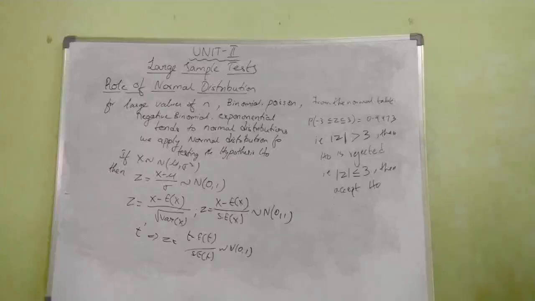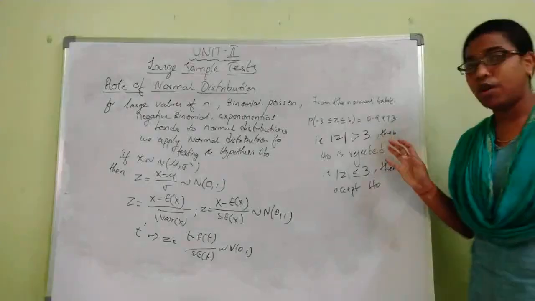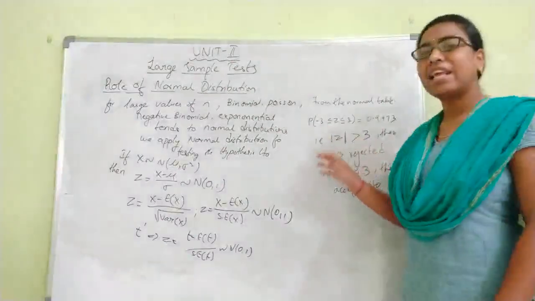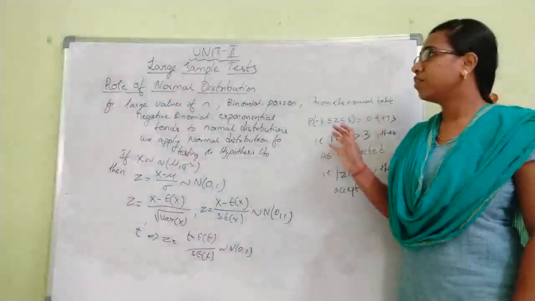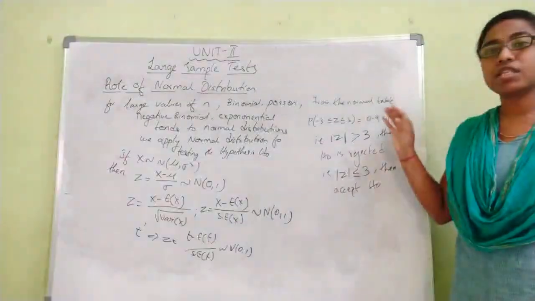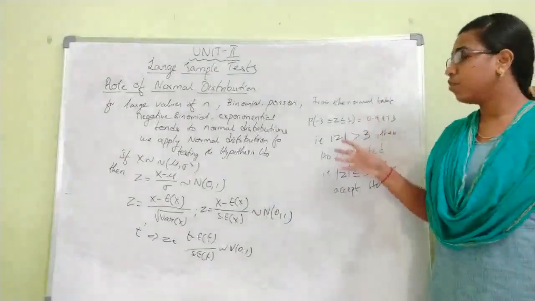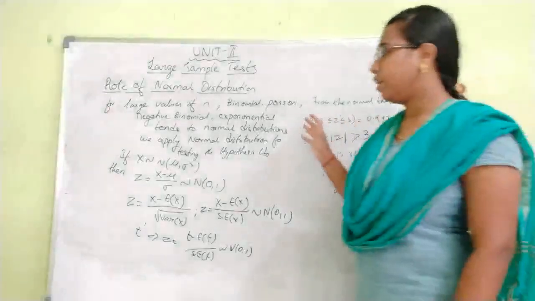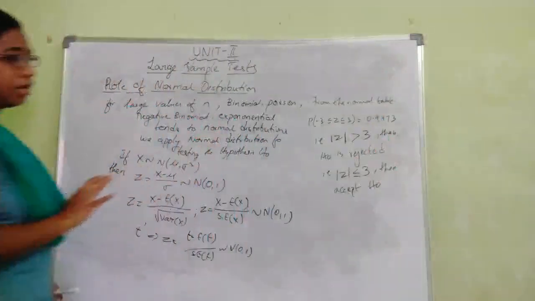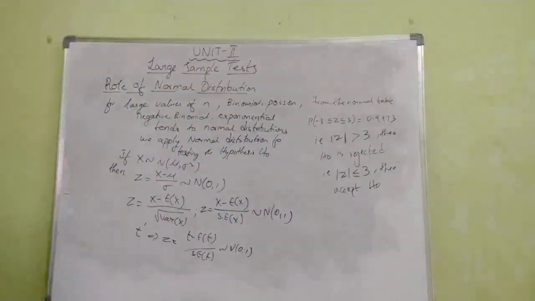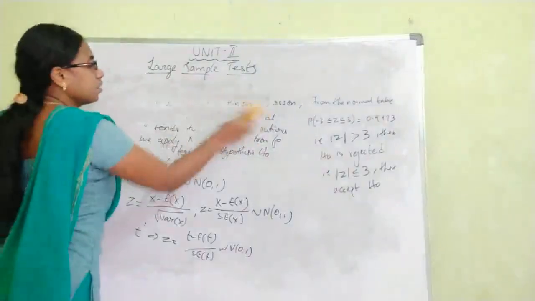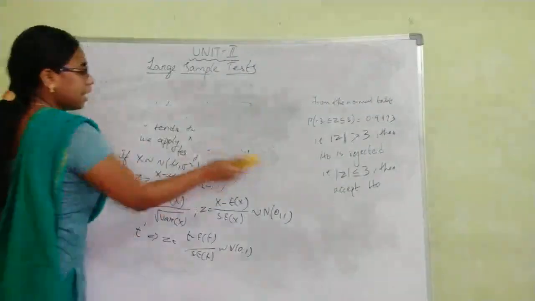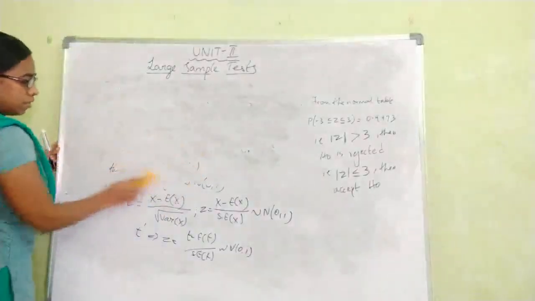Now we will see the different critical values. Critical values means the table values. So always the calculated value will be compared with the table value. So before that, first I'll give the steps. What are the different steps involved in the large sample test? First we'll write down those steps. Then I'll give you the table values.